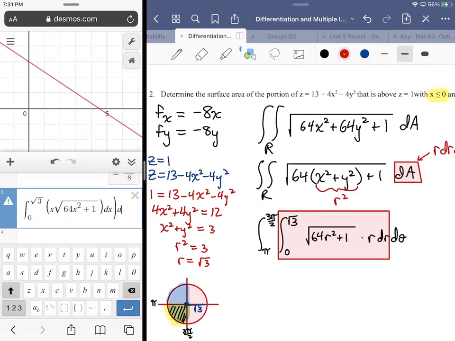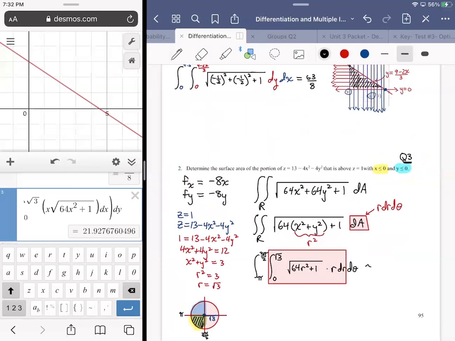All right, so we're looking at roughly 21 and change. Really almost 22. So that's going to give me an approximation. I'll go to 3 significant digits: 21.928.